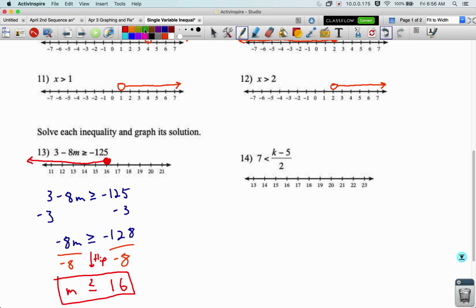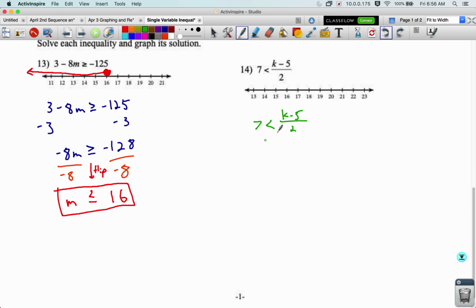All right, one more like this. 7 is less than k minus 5 over 2. I want to get that k by itself, so I multiply both sides by 2. 14 is less than k minus 5. Add 5 to both sides. 19 is less than k.